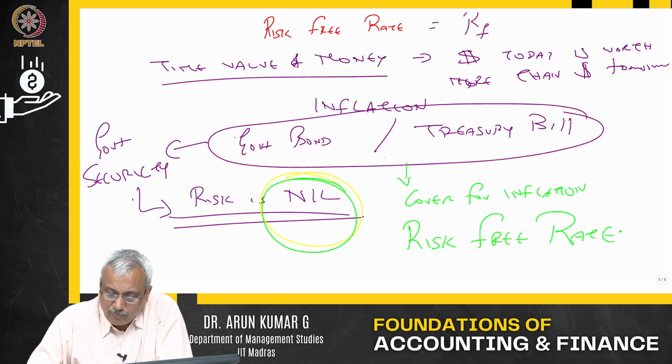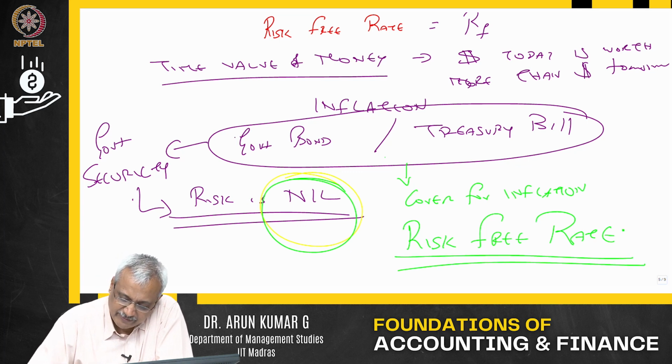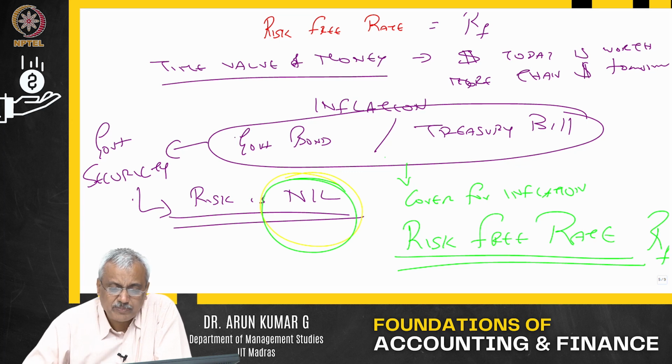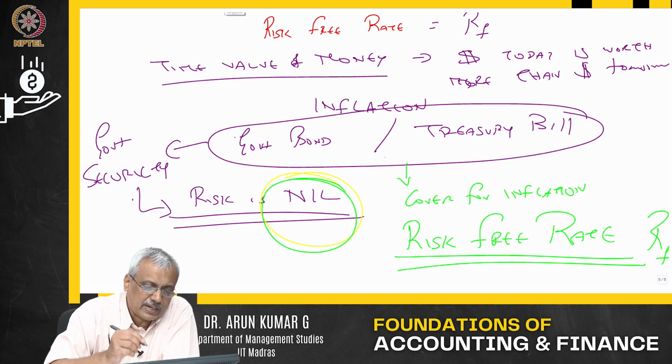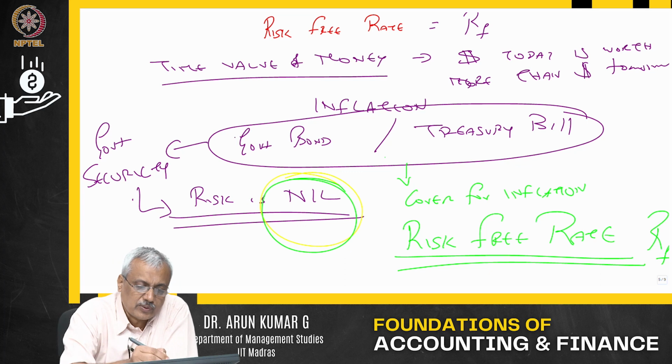The return that government bonds and treasury bills are going to give you is what we call the risk free rate, denoted by RF as the notation that we basically use.